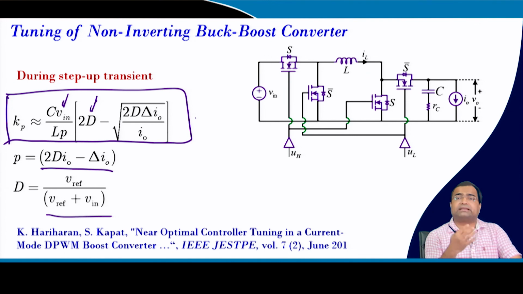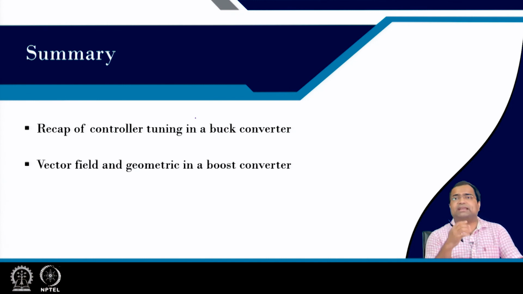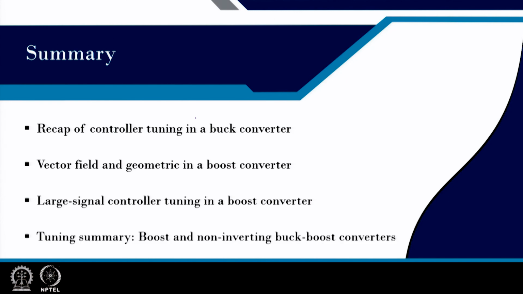So, this tuning method can be applied for buck boost, and for a two-stage cascaded converter, even if the cascade has a buck and boost, or two buck, or two boost. So, we can extend this technique. The only thing is we need load current information, either by sensing or, if you do not sense, by some means of estimation. So, with this I summarize that we have recapitulated the controller tuning in a buck converter, then we drew the vector field and geometric aspect in a boost converter, then we talked about large signal controller tuning in a boost converter, and then we summarized the formulation of the tuning parameters for the boost and non-inverting buck boost converter.